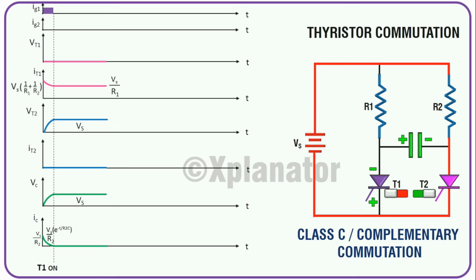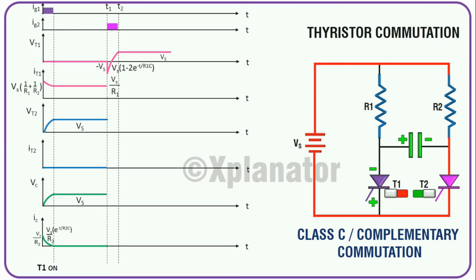To plot this sequence, draw a dotted line T1 and T2 on the time axis. It is the instant when T2 is fired, so mark it on the corresponding Ig2 axis. T1 is reverse biased, hence voltage across it falls to minus Vs. After it switches off, it is in parallel across the capacitor. So it follows the same charging pattern as that of a capacitor. Once completely charged, it holds on to the value of Vs.